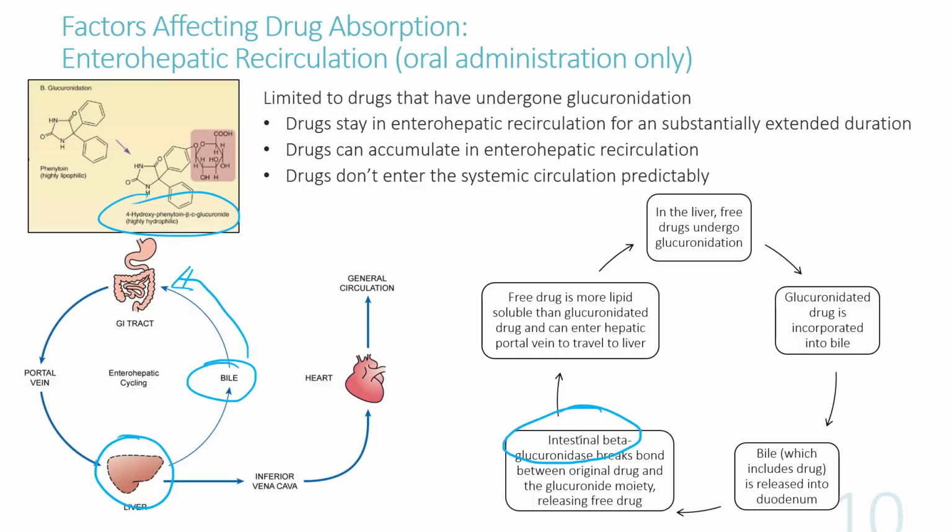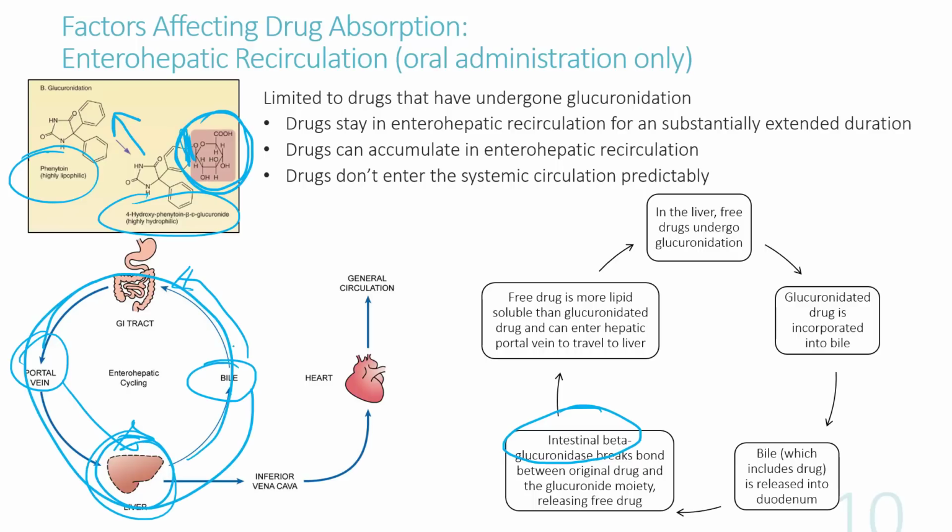there is an enzyme called beta glucuronidase that breaks the bond between the original drug and the glucuronide moiety. The glucuronide moiety is this one here. So the glucuronidase actually breaks this bond to return the drug to its original form, right? And then the free drug enters into the portal vein and goes into the liver. And so you can see that this cycle of events just goes around from the liver, the hepatic system, to the small intestine, the enteric system. And so that's why it's called the enterohepatic recirculation.